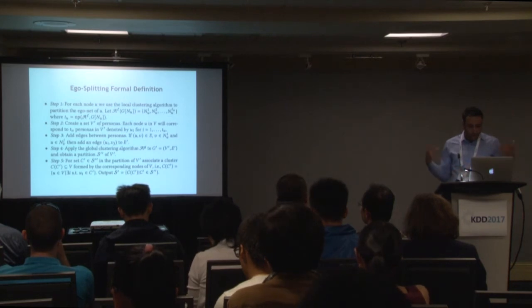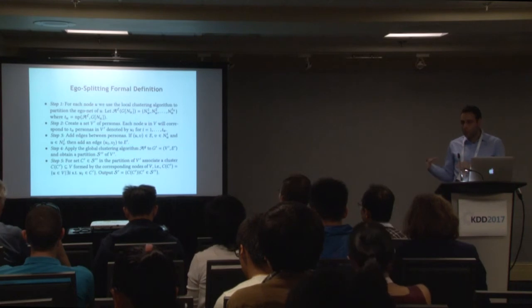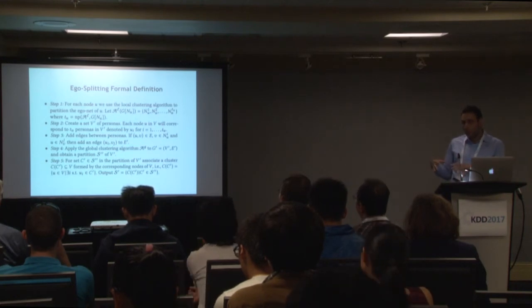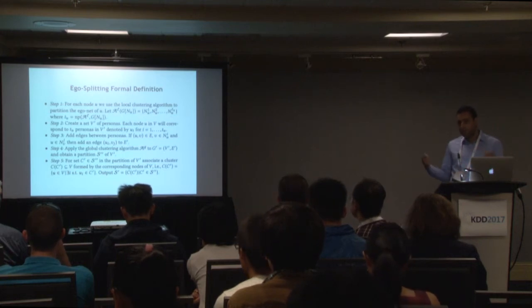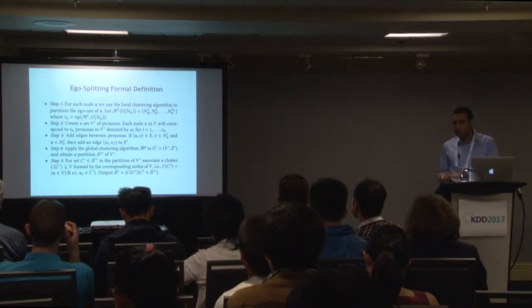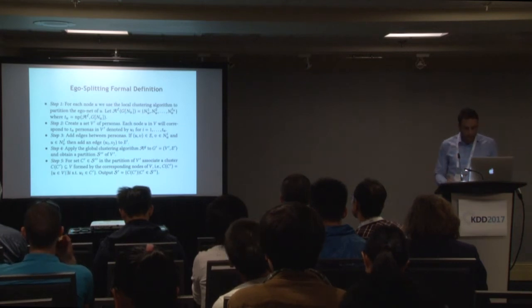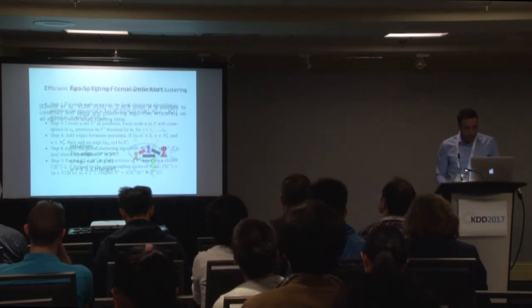Now that we have this graph, we can apply, as I said, any clustering algorithm, and we get a partitioning of the persona nodes. Since each node potentially belongs to multiple personas, if you remove the persona identifier and look just at the original nodes, this naturally induces an overlapping clustering over the original nodes in the graph. So this is just our algorithm. This is a very simple idea.